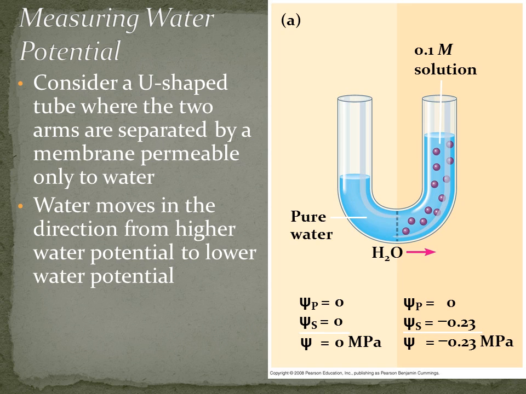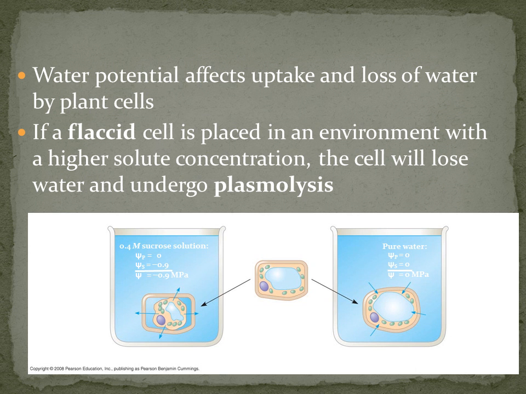So here we have water potential, and it's going to be moving from a high water potential to a low water potential. So if these two started out even and you added solute over here, then that means it's going to have a decreased water potential here, and a larger water potential here. So it's going to move from a higher to a lower water potential. Water potential is going to have a huge impact on how well plants can pick up water.